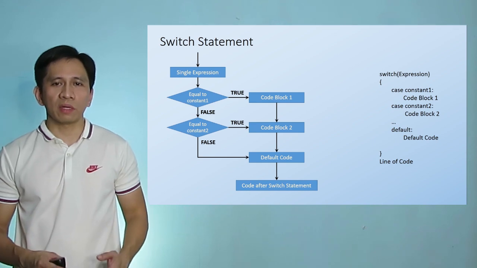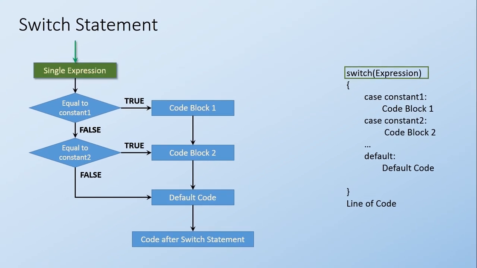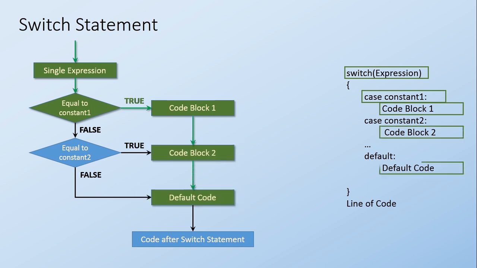The program will enter the construct with the switch keyword, where the expression inside the parentheses is evaluated. Inside curly braces are case keywords followed by a constant which will be compared with the previously evaluated expression. If the expression is equal to constant 1, code block 1 will be executed. Then all succeeding code blocks after code block 1, including the default code block, will also be executed until the program exits the switch statement to go on to the rest of the source code.